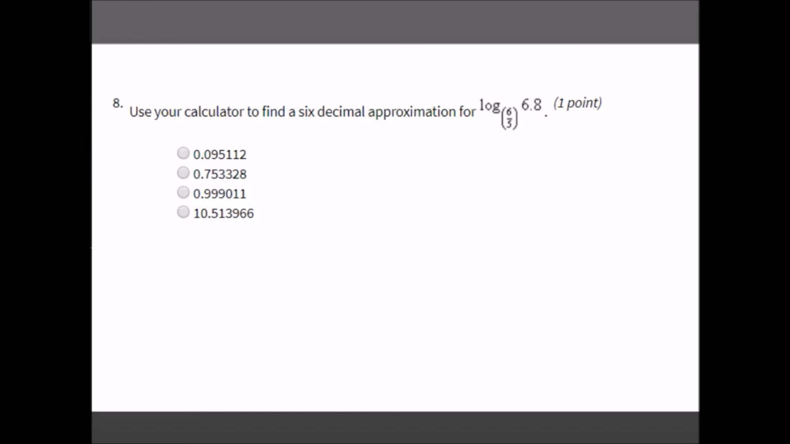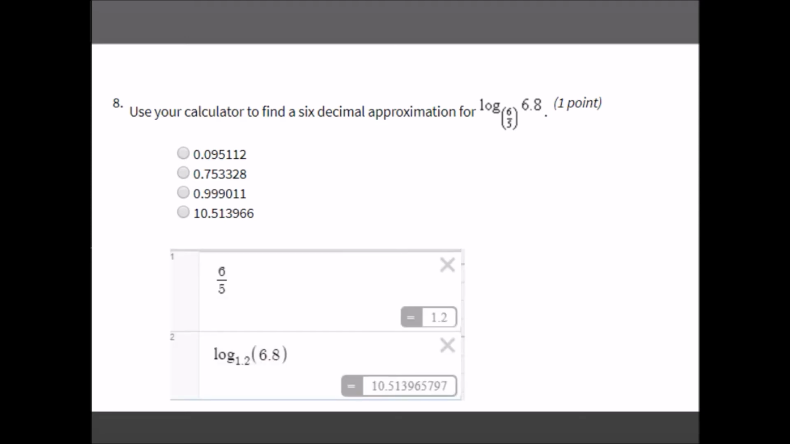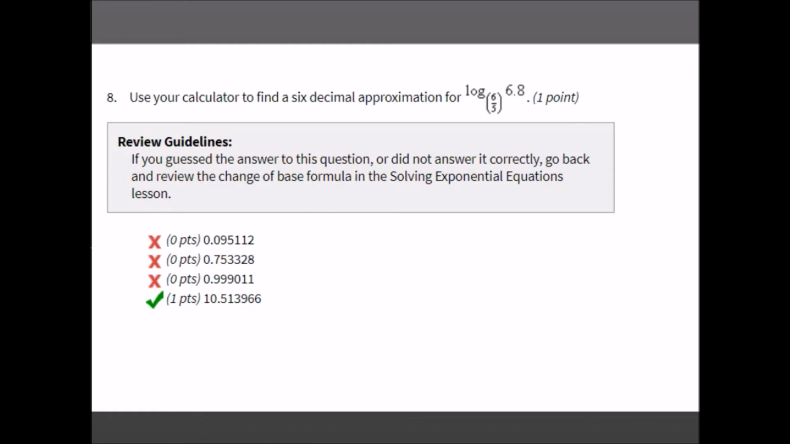All right, use your calculator to approximate. Again, Desmos will help. I found, though, on this one that I had to, in addition to going and getting the log with the general base, I actually had to change 6/5 into a decimal for some reason. I couldn't get it to put it in as 6/5 there. So I just made that into 1.2 and then entered my log. Log base 1.2 of 6.8 got me 10.513... And that leads me to answer choice D.